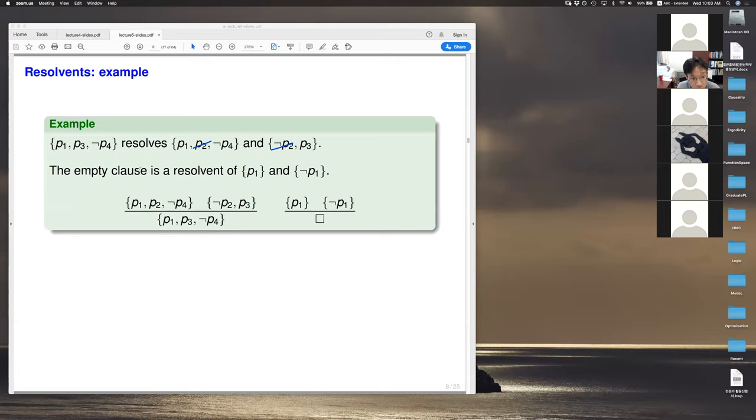If you have two clauses P1 and negation of P1, we can derive an empty clause, which is an empty set, also written in our case as a box. It's a resolvent because when they cancel each other, if you take the union, it's going to be an empty set, and that is often written as the derivation that you see here. Okay.